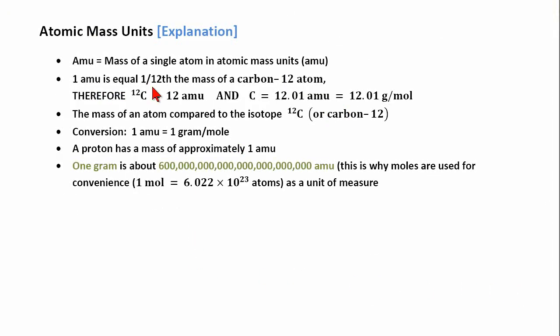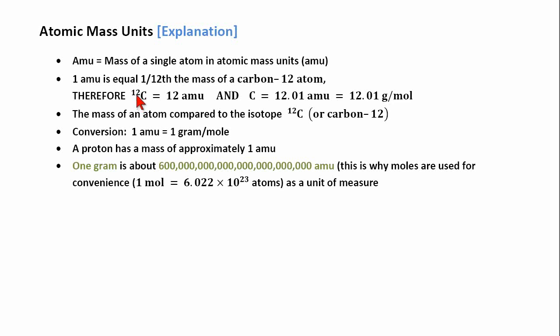Atomic mass units are very straightforward. An atomic mass unit is defined as a single atom, hence atomic mass, and it's actually defined as 1/12 the mass of a carbon-12 isotope. Carbon-12 isotope has 6 protons, 6 neutrons, and one of those single protons is 1/12 of this entire mass, hence the definition.